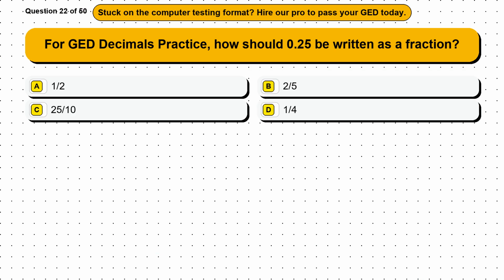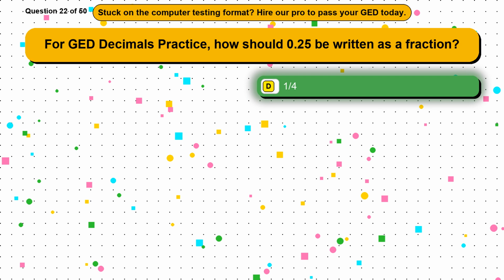Question 22. For GED Decimals Practice, how should 0.25 be written as a fraction? Option A, 1/2. Option B, 2/5. Option C, 25/10. Option D, 1/4. The correct answer is option D. 1/4.